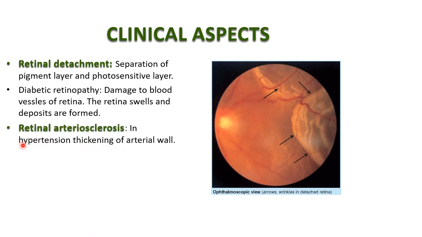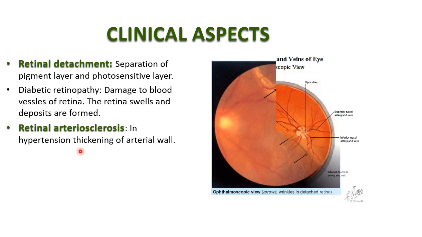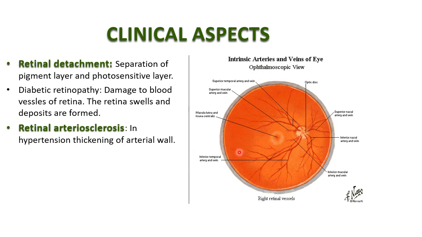So in uncontrolled hypertension, again what happens? Thinning of the arterial wall might take place. Okay, so all these might lead to loss of vision. Sometimes with uncontrolled hypertension, the central artery of the retina might also get ruptured. That might also lead to total blindness because it is an end artery.